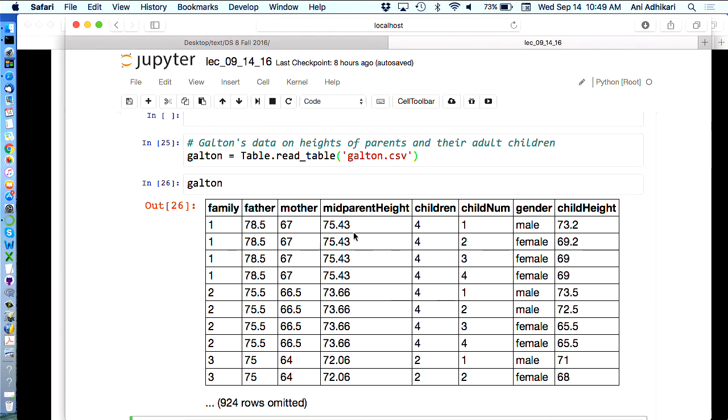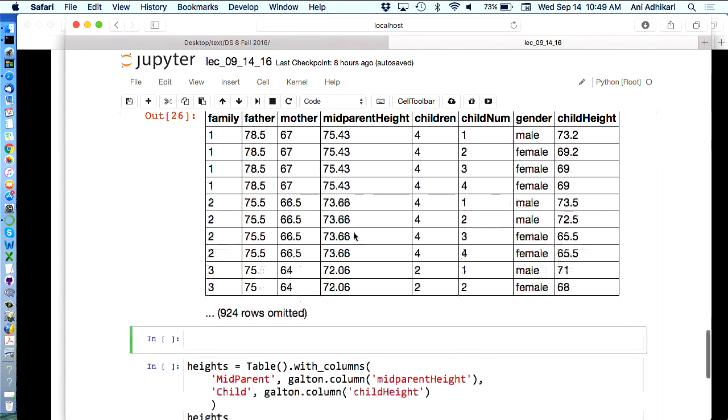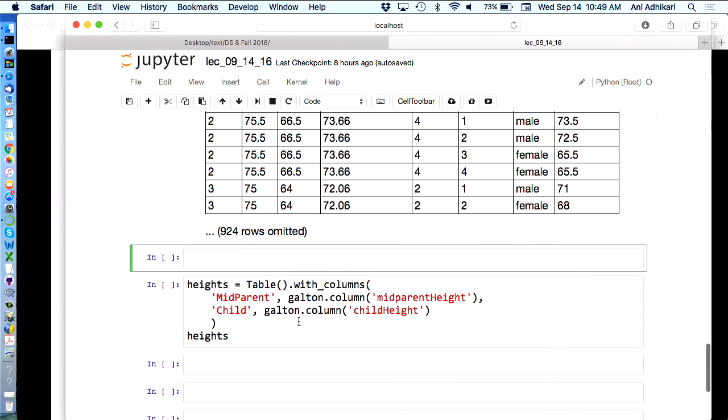But supposing you have the next family that comes along, then you can measure the heights of the parents. The child hasn't grown up yet. Can you predict the height of the child? And that's the goal.